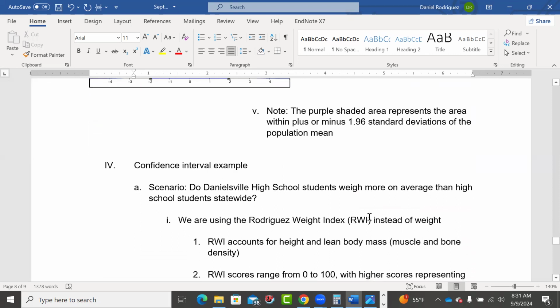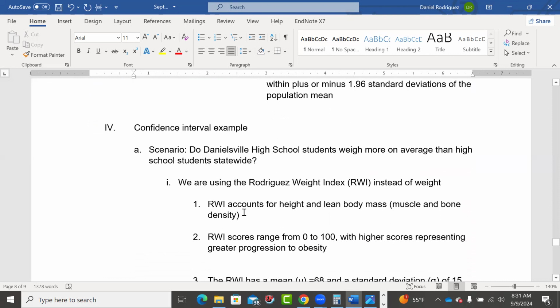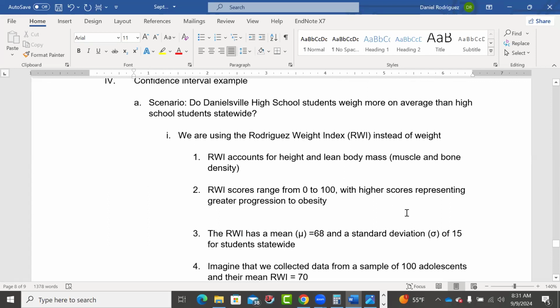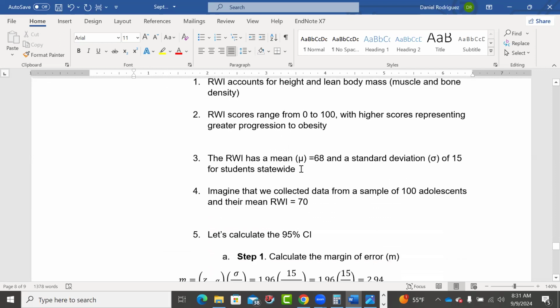Here's an example. Do Danielsville high school students weigh more on average than high school students statewide? We are using the Rodriguez weight index instead of weight. The RWI accounts for weight, height, and lean body mass. That's muscle and bone density. RWI scores range from 0 to 100, with higher scores representing greater progression to obesity. RWI has a population mean of 68 and a standard deviation of 15. So imagine that we collected data on a sample of 100 adolescents and their mean RWI is 70.